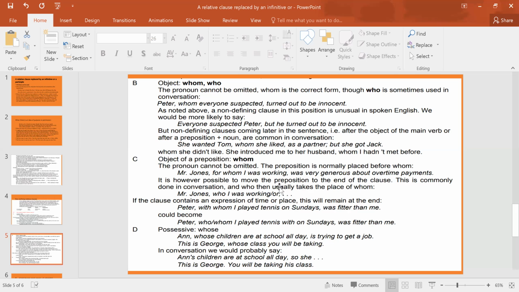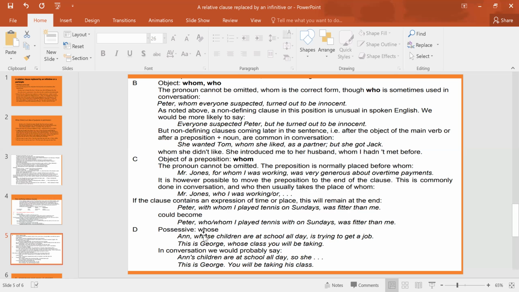It is, however, possible to move the preposition to the end of the clause as well. But of course, that is informal English, and that is common in conversation. For example, Mr. Jones, who I was working for. So here we have moved the preposition to the end of the clause. This is what we do in informal English or in conversation, right? We use the preposition at the end of the clause with who, all right? Whereas for whom is a formal structure.